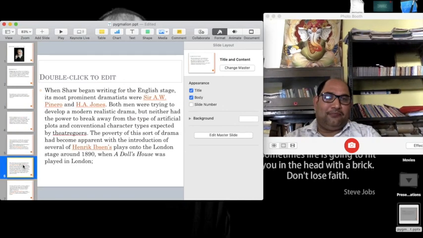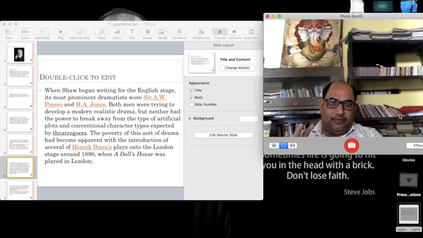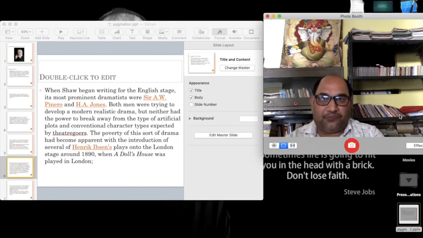So, when you read George Bernard Shaw, you find out that when G.B. Shaw started writing, the prominent dramatists during that period were Sir A.W. Pinero and H.A. Jones. Both men were trying to develop a modern realistic drama, but neither had the power to break away from the type of artificial plots and conventional character types expected by theatre goers.